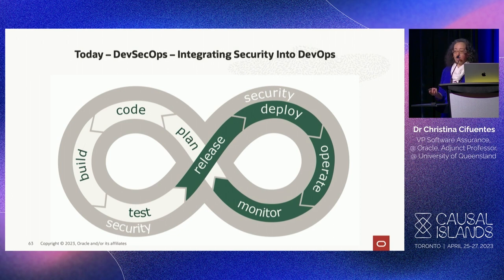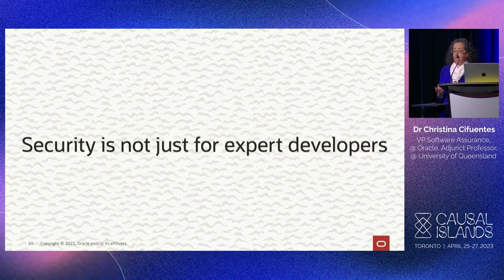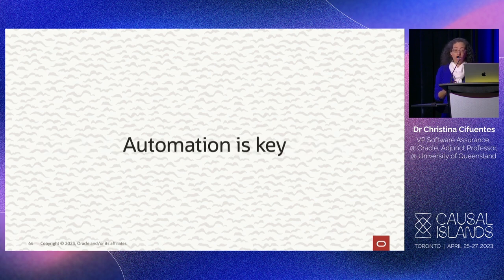Today, the DevSecOps model is all about how to integrate security into the DevOps approach. Now, clearly, you've seen it, and we all know that learning-based techniques have ripened over the last 10 years. We're seeing it in every place. And security these days is not just for expert developers. Security is something that is important for every developer, everyone. And automation is key, given the size and complexity of our systems today.